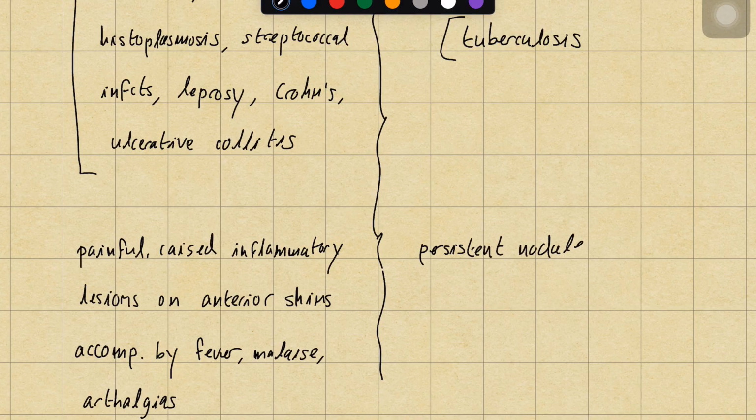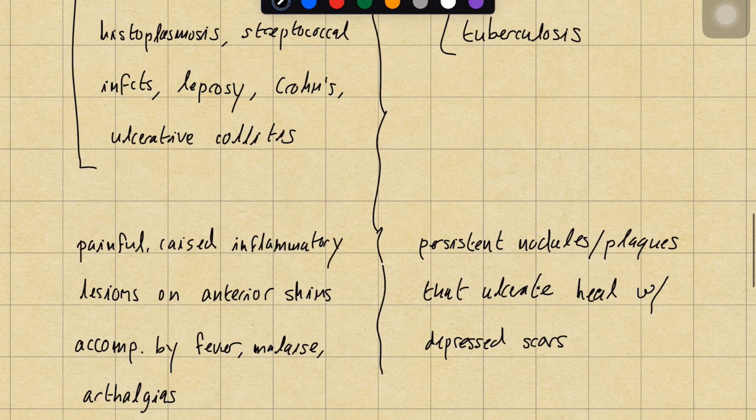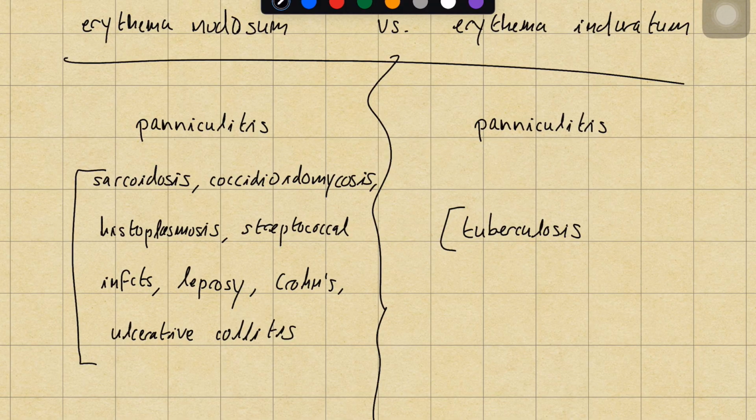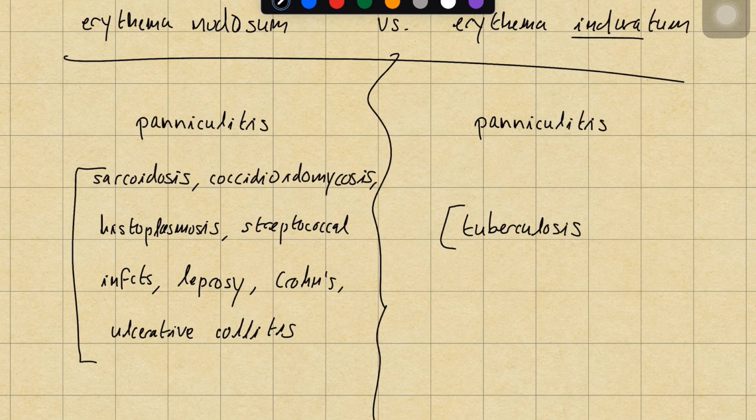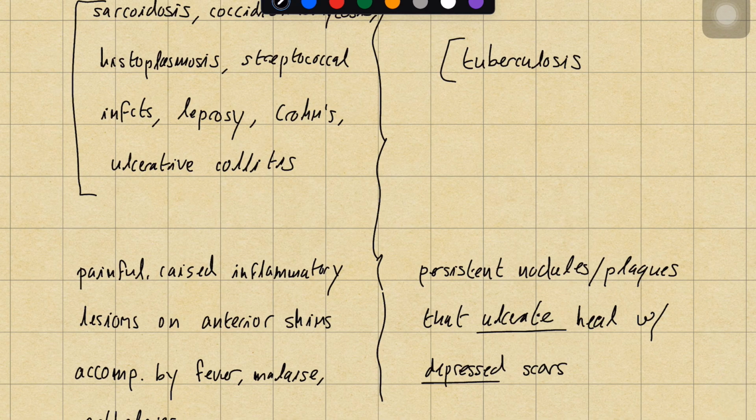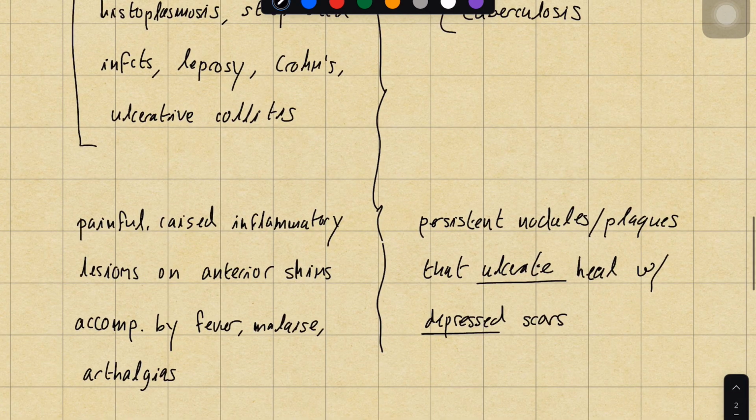Now, erythema induratum presents as more persistent nodules, they don't go away, and could also be plaques, that ulcerate, and then importantly, they heal with depressed scars. Hence the name induratum, because it's an induration of the skin. To recap, erythema induratum will ulcerate, heal, and become a depressed scar. You will not see that ulceration and those following steps in erythema nodosum.